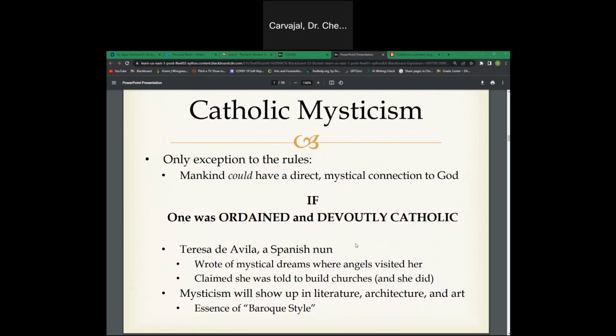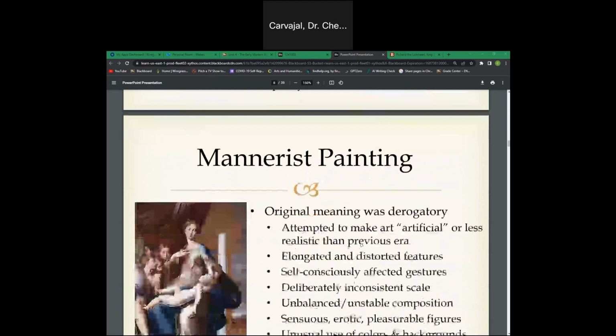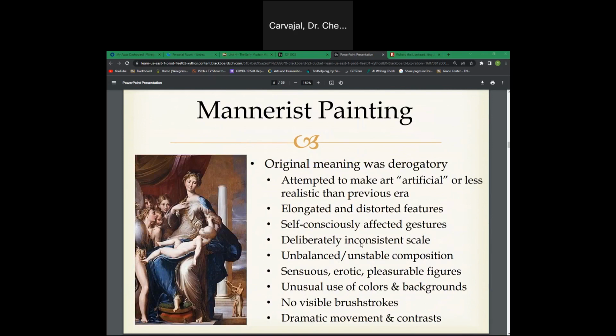Well, Catholics said, no, we need the art. In fact, let's go overboard on it. And that's where so much of what we're going to end up talking about comes from. The vast majority of the Baroque period's art came from Catholic leanings. It's going to be far more lavish, and it's not going to have the same realism that the Renaissance had.